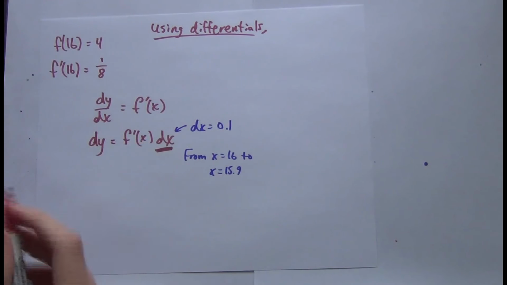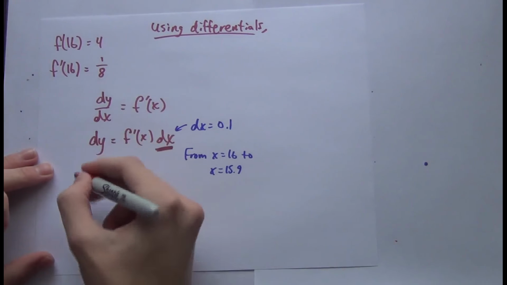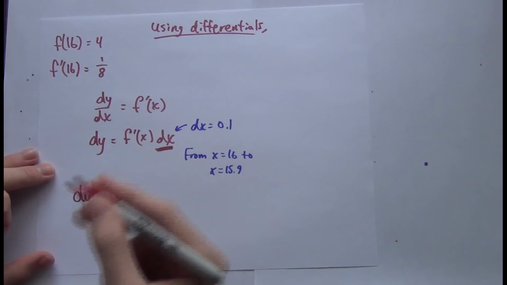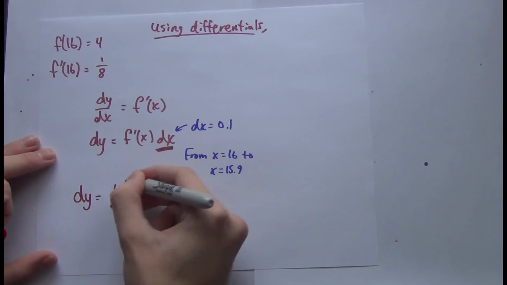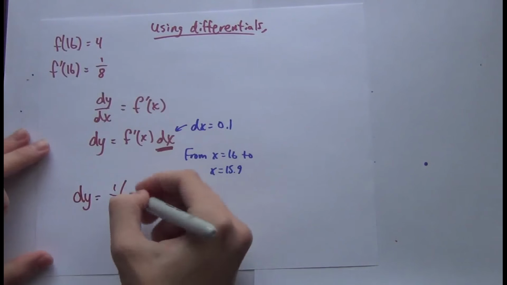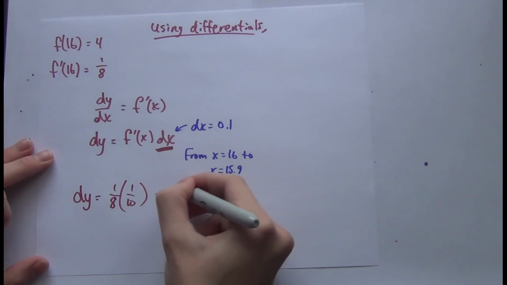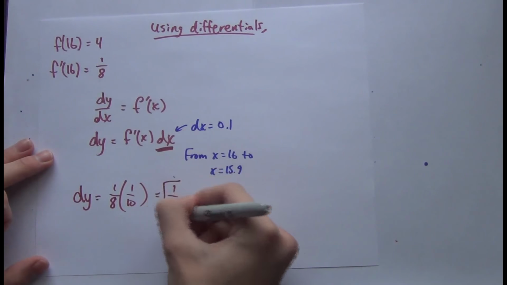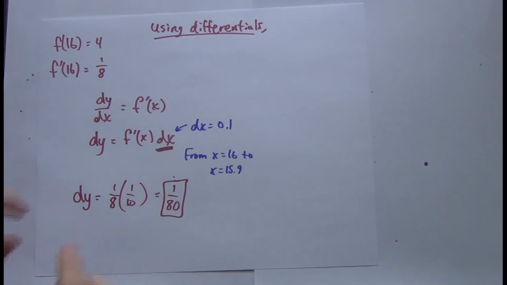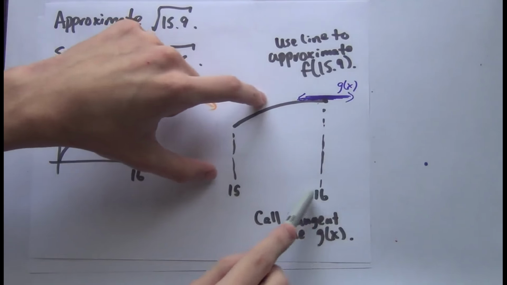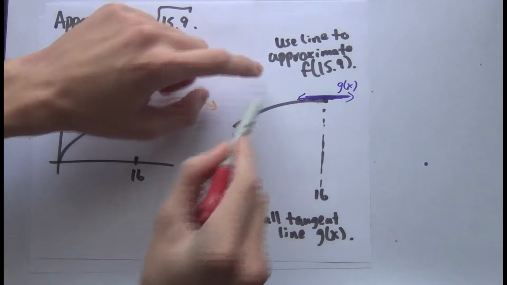So this ends up being a really easy problem, because all I have to say now is that dy equals 1/8 times 1/10, which is 1/80th. Think about that. That is my change in y. I just calculated that with this picture: if I change x by 0.1, my y changes by 1/80th.